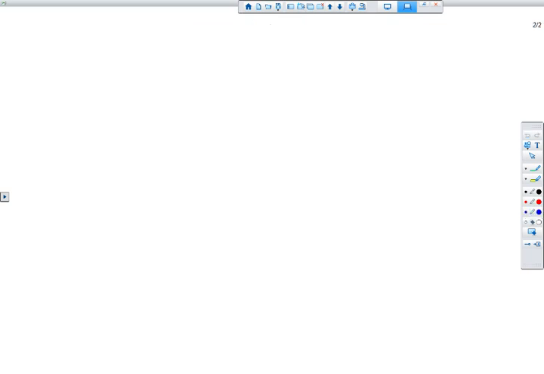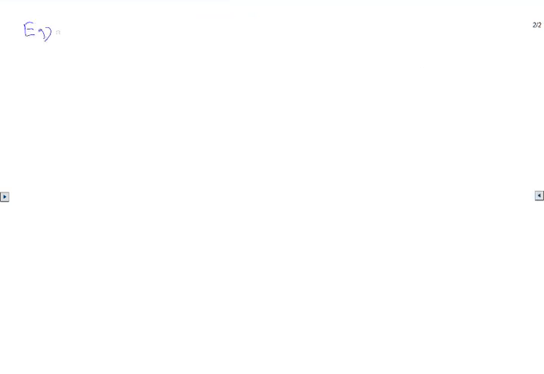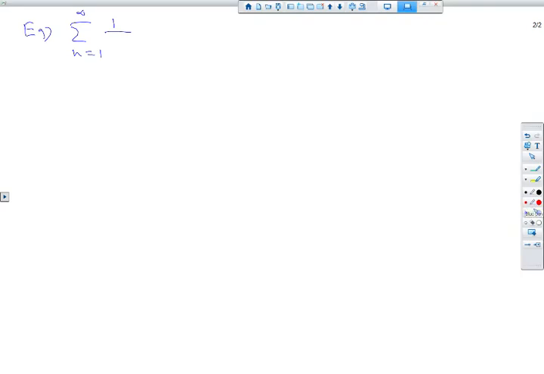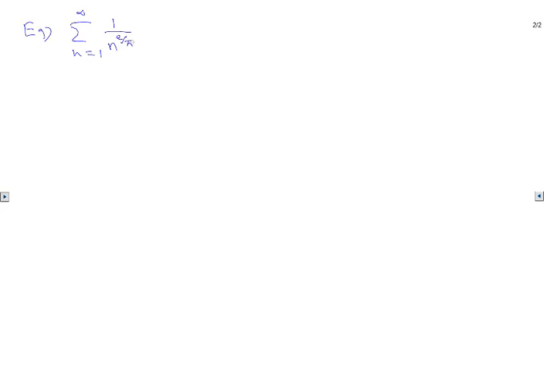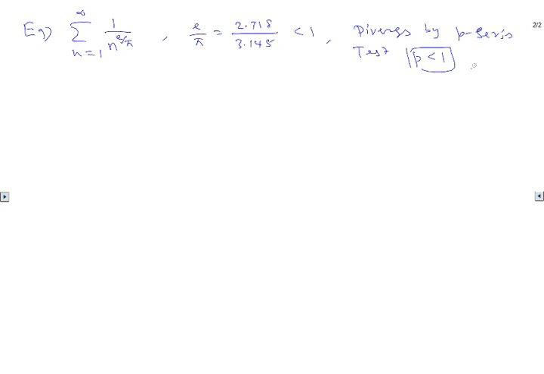So let's start with the first one. Let's look at this example: the sum from n equals 1 to infinity of 1 over n to the e to the pi. What do you know about e to the pi? We know that e is roughly 2.718 and pi is roughly 3.14, so the exponent is greater than 1... so that means the series diverges by the p series test. It diverges by the p series test, because p is less than 1. Good, done. So that means the series has to diverge.